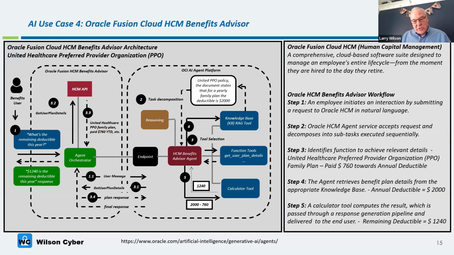Step four goes to an agent that retrieves the benefit plan details from the knowledge base, which is part of the Oracle application. And it states that the annual deductible is $2,000. There's a calculator tool that computes the result, basically subtracting the amount that's already been paid, $760, from the annual deductible of $2,000, and it provides the response back to the end user. The remaining deductible is $1,240. So that's an example of how an AI agent works in an application. I've used Oracle as the example. In the class I teach, I go through ServiceNow, I go through Salesforce, I go through Workday. They all use agents in their applications.